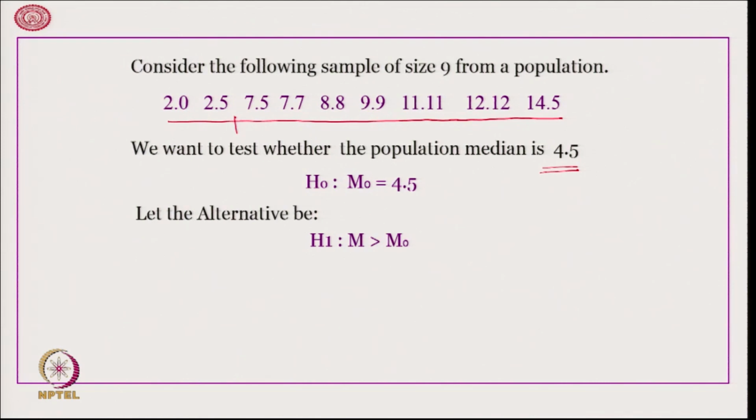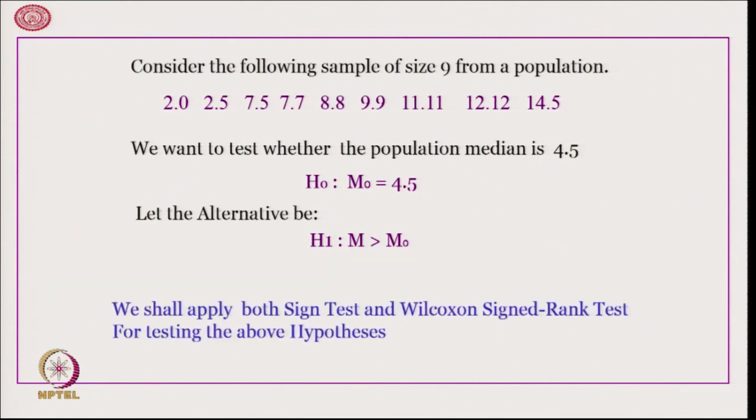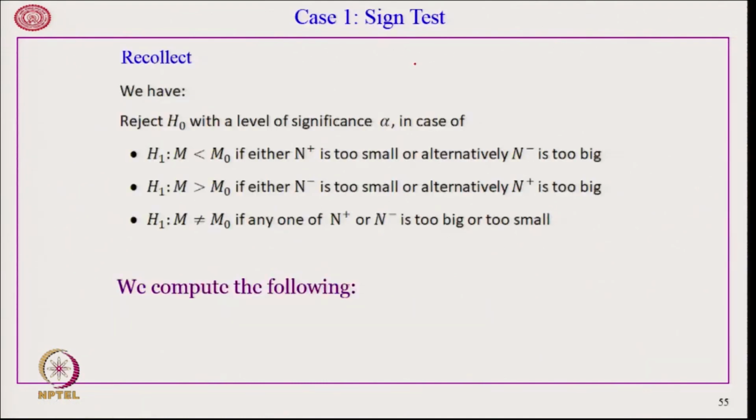Looking at the data, it appears that the median should not be at 4.5, rather it should be somewhere bigger than m naught, that is 4.5, maybe somewhere like this. Therefore, quite naturally the alternative is going to be m greater than m naught. So, we shall apply both sign test and Wilcoxon signed rank test for testing the above hypothesis. Let us first consider sign test.